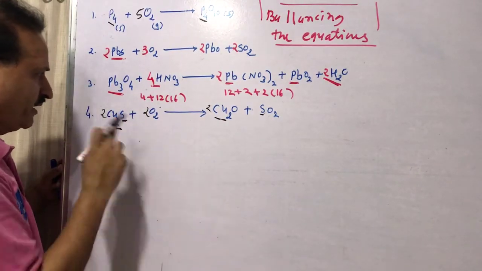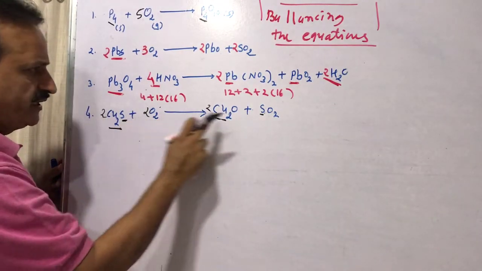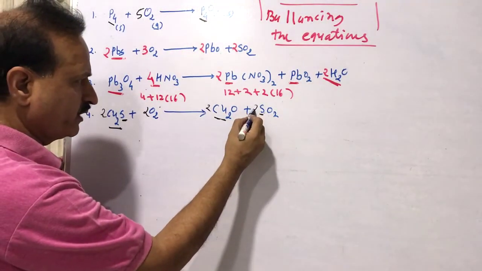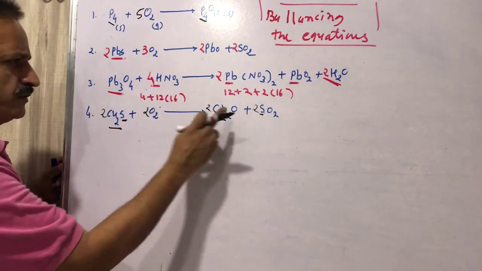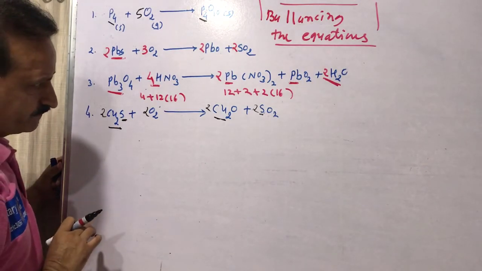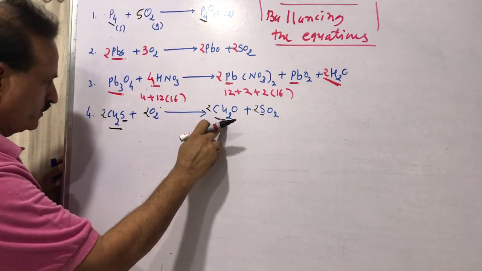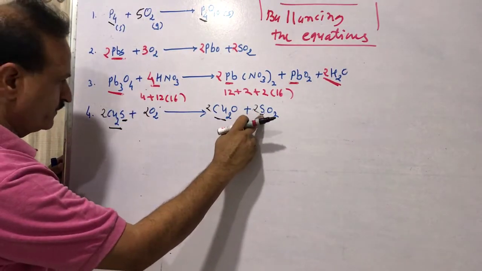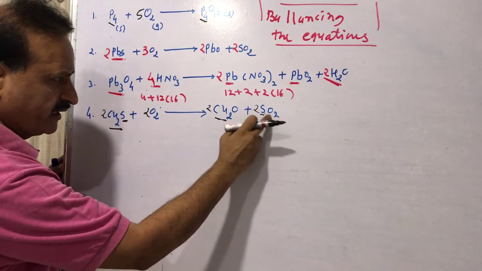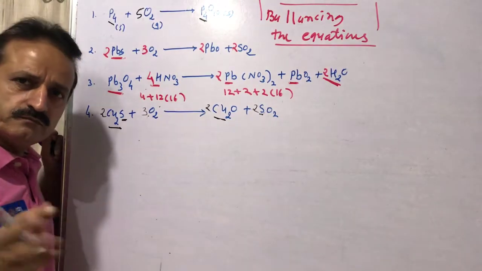Now how many sulfur? Here is sulfur 2 and here is 1. So here sulfur is 4 and here only 1. So what will we do? We will put 2 over here. Sulfur 2, balanced. Now check it. Copper 4, sulfur 2, oxygen 4. Oxygen 2 and here 4, 6. Now oxygen is 6. 3 twos are 6. Balanced equation.